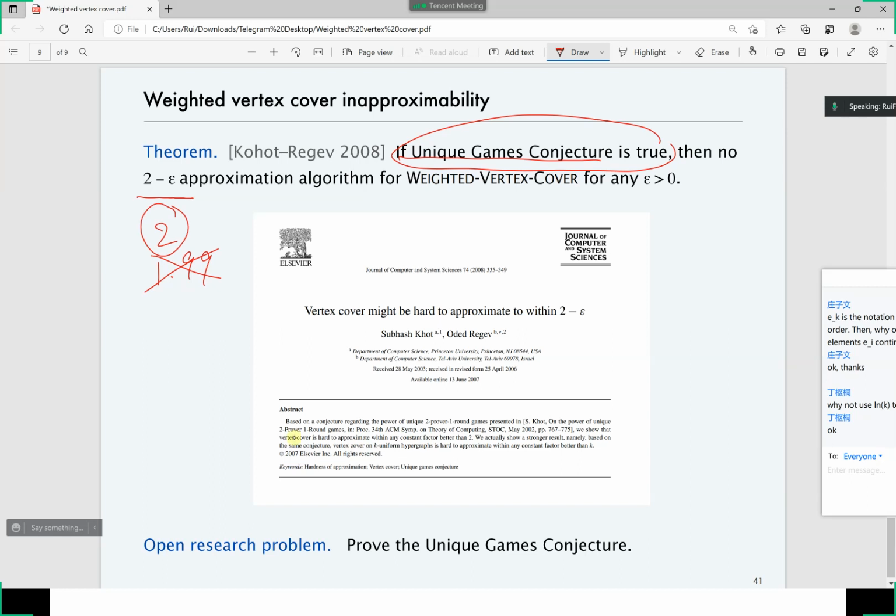But again, people don't know whether this unique games conjecture is true. A lot of people are interested in this conjecture because if it is true, it implies that many approximation algorithms that we have right now are optimal and cannot be improved. But we don't know whether it's true or not. To find out more, you can look online for what this is. I don't have time to talk about this in detail. Any questions about anything?